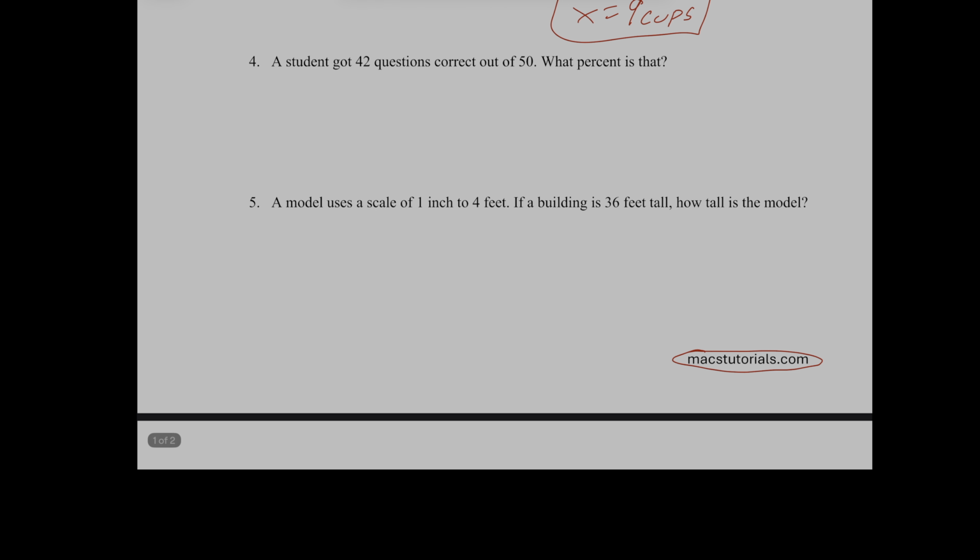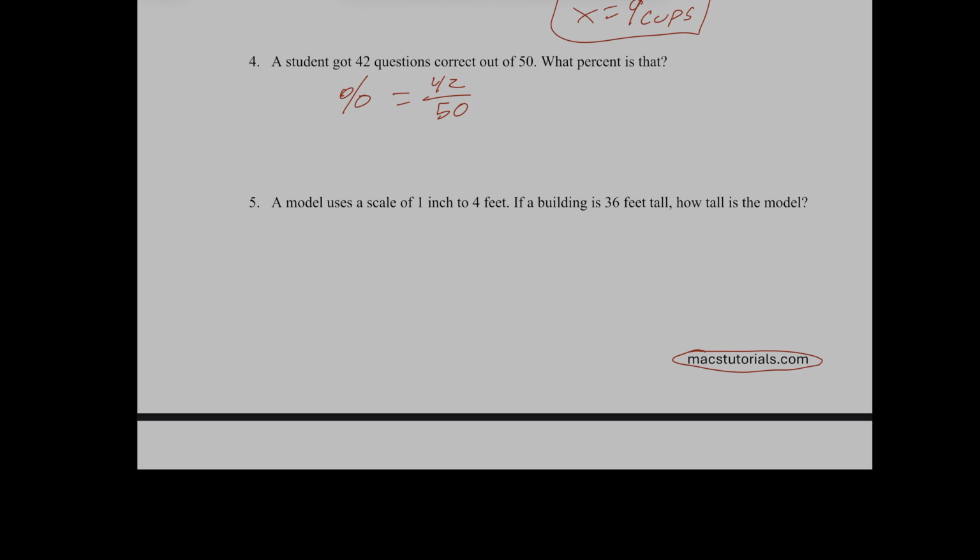Okay, let's go on here to number 4. A student got 42 questions correct out of 50. What percent is that? Okay, so whenever you're trying to figure out a percent of something, it's hard because of the way the question is. But how many right out of the total, which is going to be 42 out of 50, okay? So that'll also give you a number under 1, which is what you're going to want. You're going to want to do a decimal.